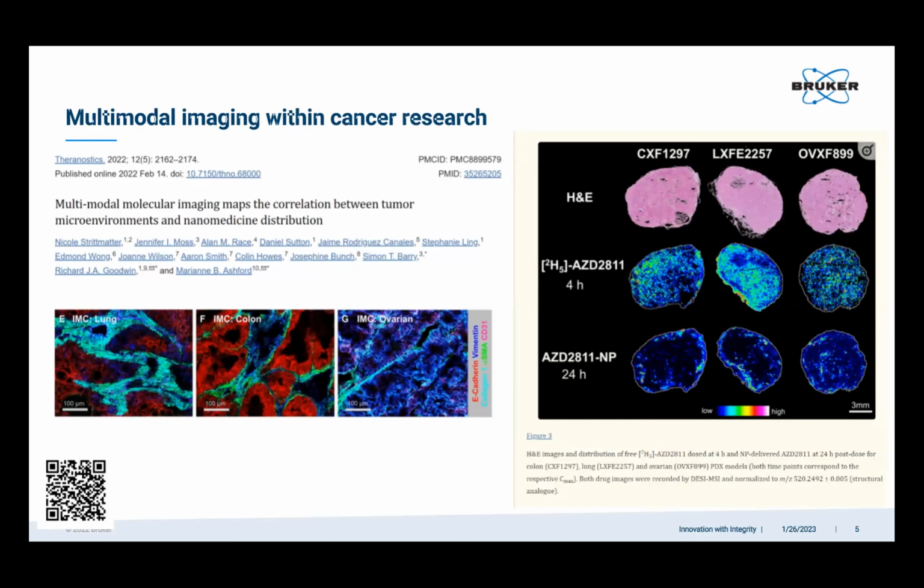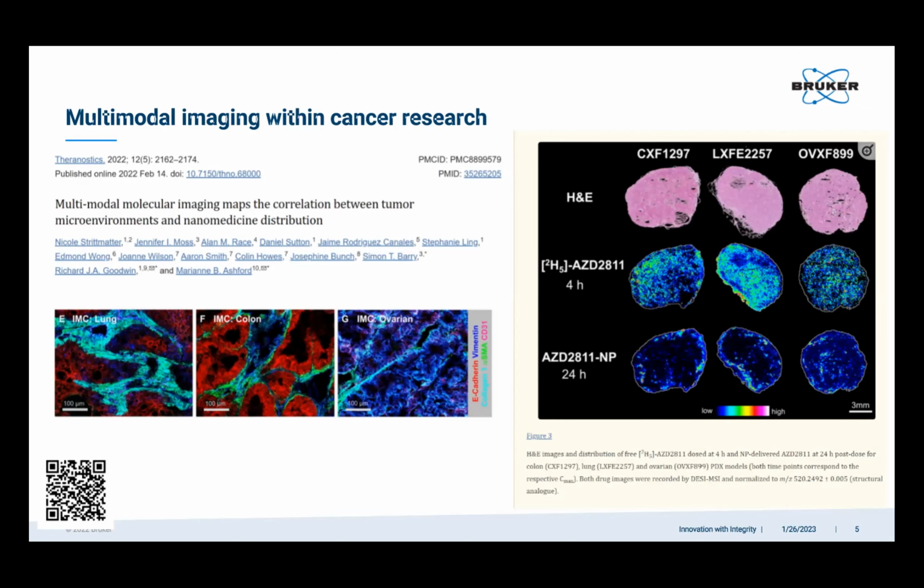Another example, looking at a multimodal type of imaging within cancer research. So in this one, we again have a competitor technique. This is imaging mass cytometry, where we can look at targeted proteins and their location within a cellular system, looking at one protein at a time. And then in combination with that, histological staining on top, and then a drug target and a labeled drug target of interest in order to give complementary information.